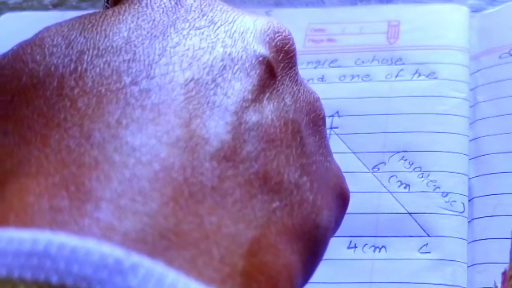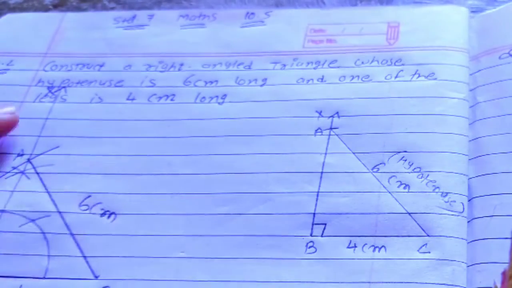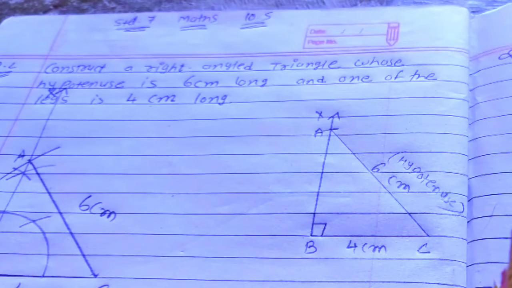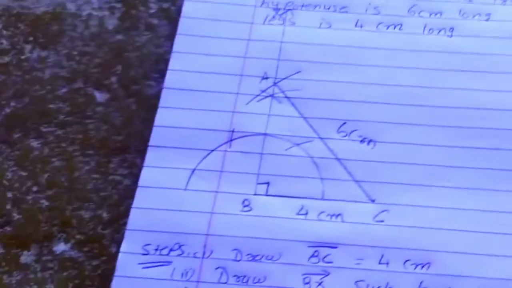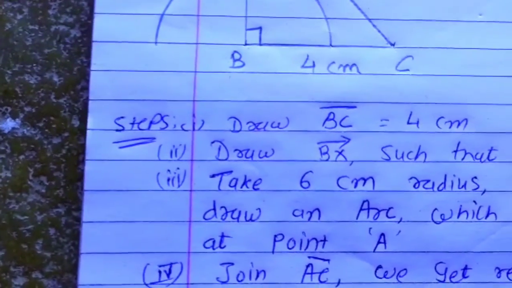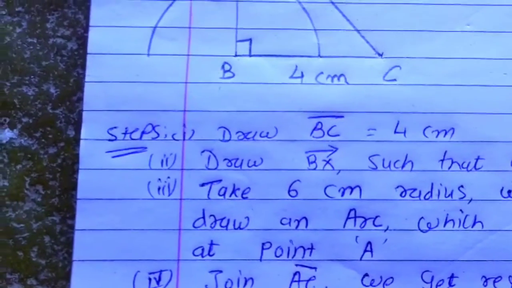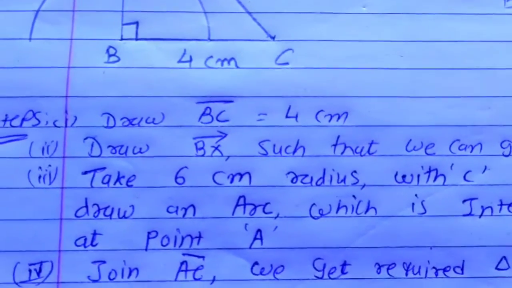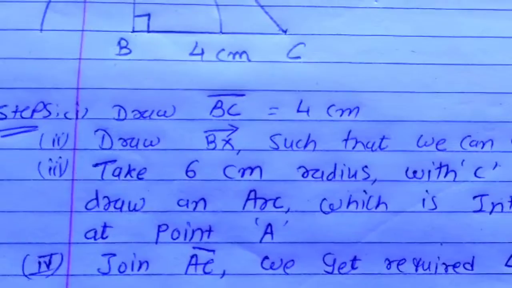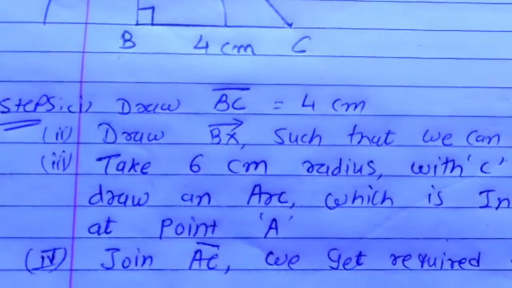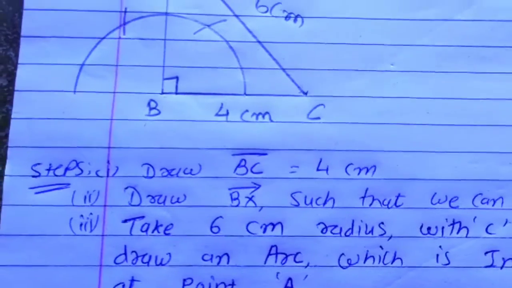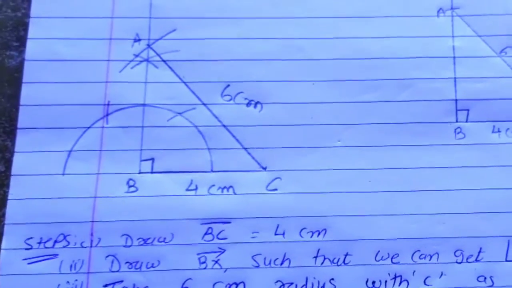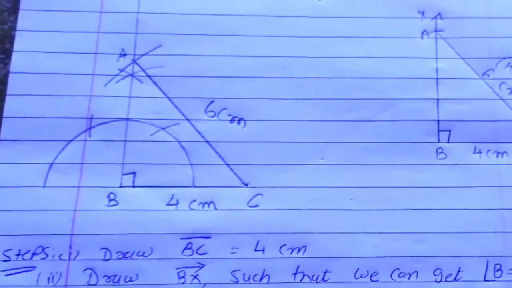It will be 6 cm, which is the hypotenuse, and angle B is a right angle, BC is 4 cm. The steps are also here. BC is 4 cm. Draw. Next, draw ray BX such that we get angle B a right angle. Take 6 cm radius. With C as a center, draw an arc which intersects ray BX at point A. And now join AC and we get the required triangle ABC.